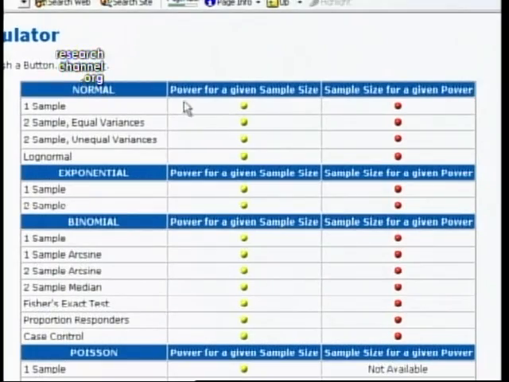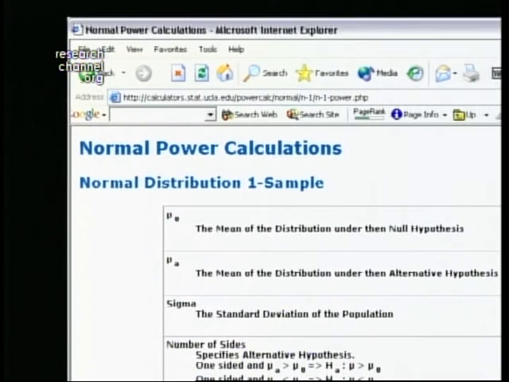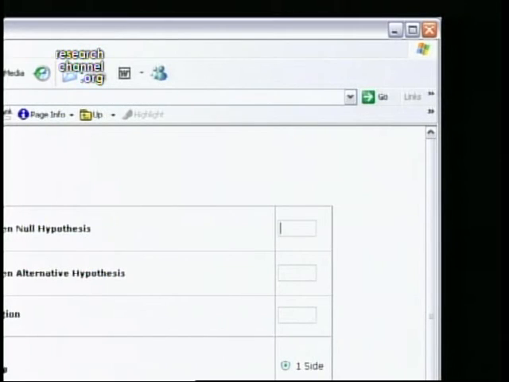directly. And what you see is that you can assume a normal distribution and look for either the power that one has given a certain sample size or the sample size one would need given a certain power. So let's just look at clicking on this. It tells me to input the mean of the distribution under the null hypothesis. So suppose I indicated 5 here.